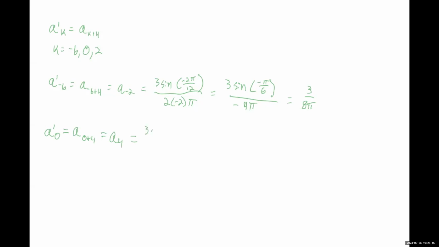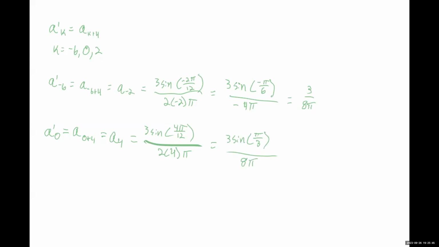So 3 sine of 4 pi over 12 divided by 2 times 4 pi. That's going to give us 3 sine of pi over 3 divided by 8 pi.